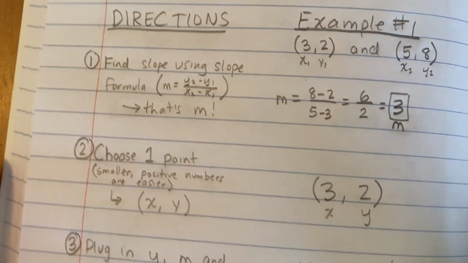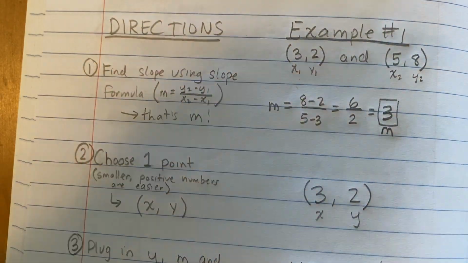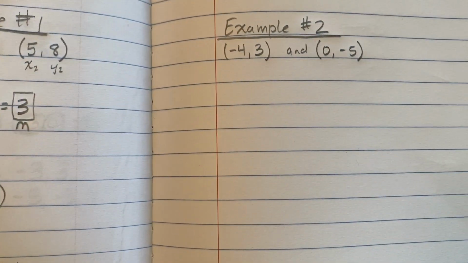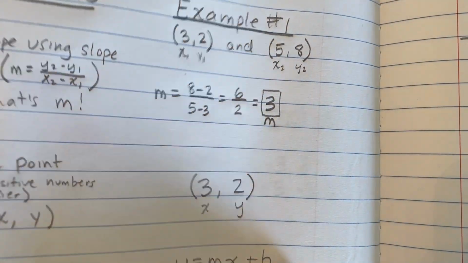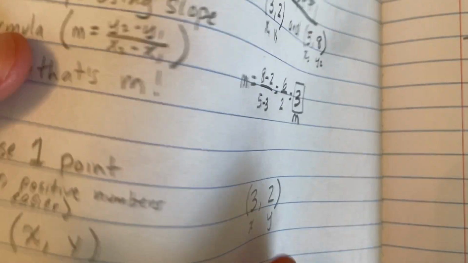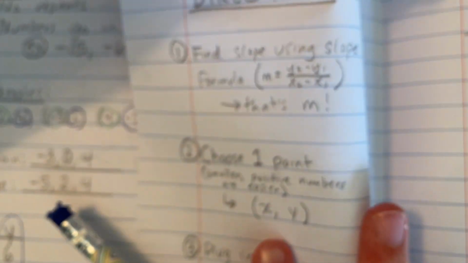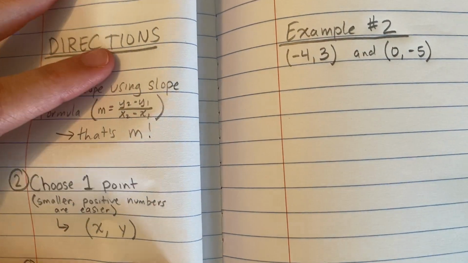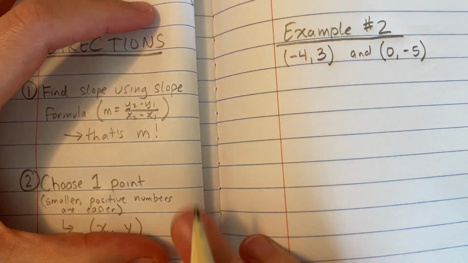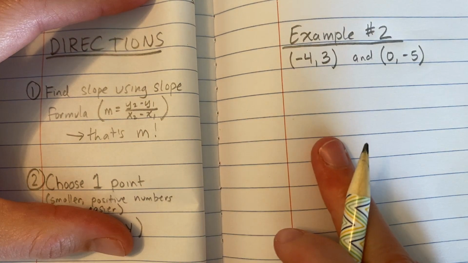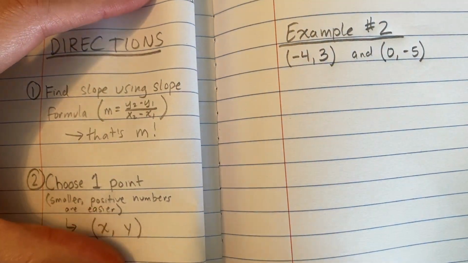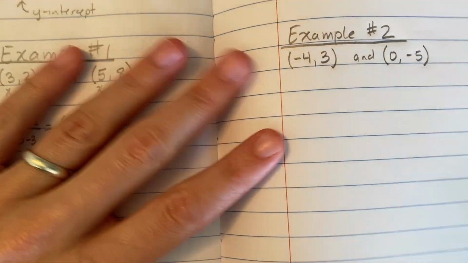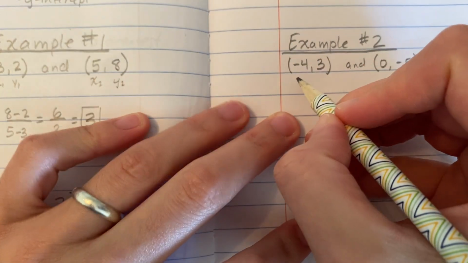Now, look, I'm just going to continue. I'm going to follow the directions. It's a little tricky because I'm kind of over here, but you're just going to use these same directions that you just used, and I'm just going to follow them. So my first step is to find slope using the slope formula. I'm going to do that first. Then I'm going to choose one point. I'm going to go through the same process. Okay, so step 1, find slope using the slope formula.